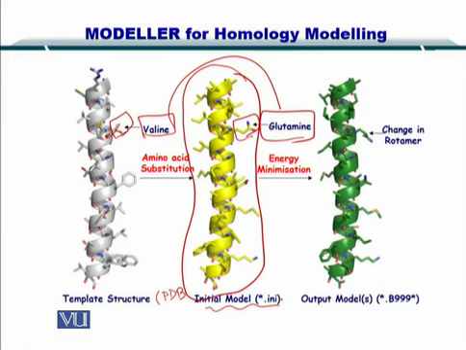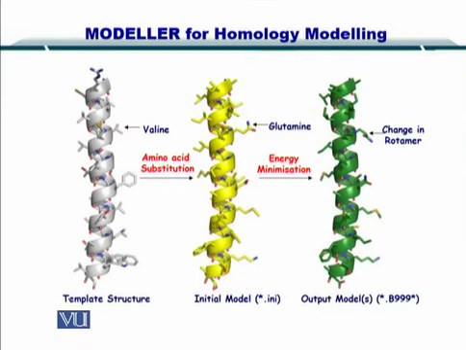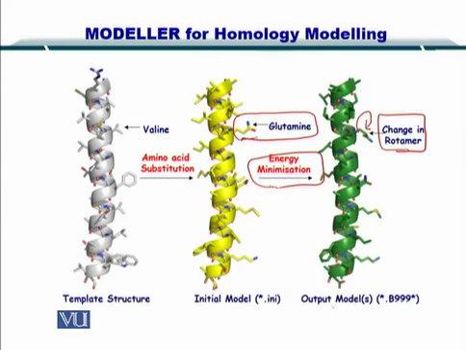Energy is minimized for the initial model by creating all the possible rotamer configurations for glutamine. In this case, you can see the rotamer, or the side chain, has been rotated, and therefore less energy is now present in the structure, and therefore the structure is more stable. So this change in rotamer has helped you to minimize the energy, and this is output as the output model. Modeler can output several of these output models, and you can select the best one from them according to the score.